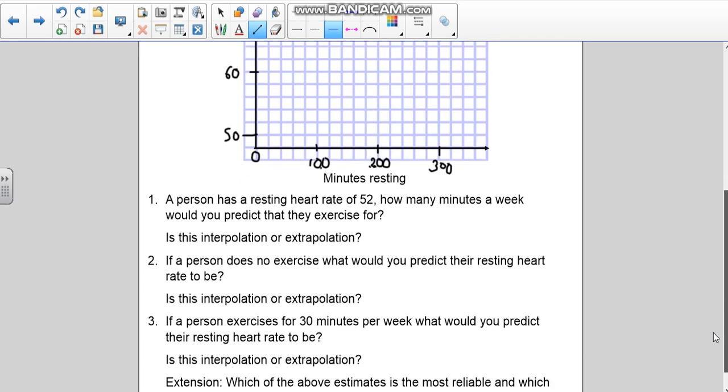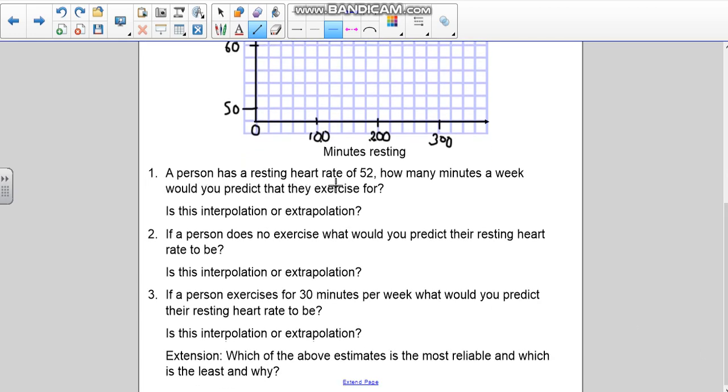So again, a person has a resting heart rate of 52. How many minutes a week would you predict that they exercise for? And then say whether that was interpolation or extrapolation. If a person does no exercise, what would you predict their resting heart rate to be? I'm just going to change that because that should be exercising. So no exercise is going to be 0 minutes. So think about what happens there and say whether it's interpolation or extrapolation.